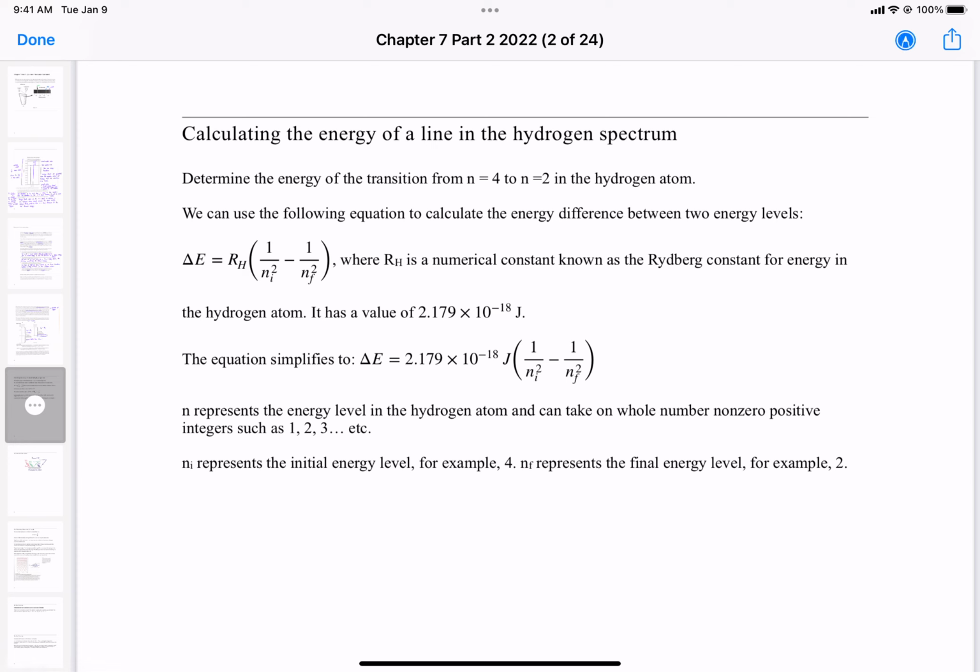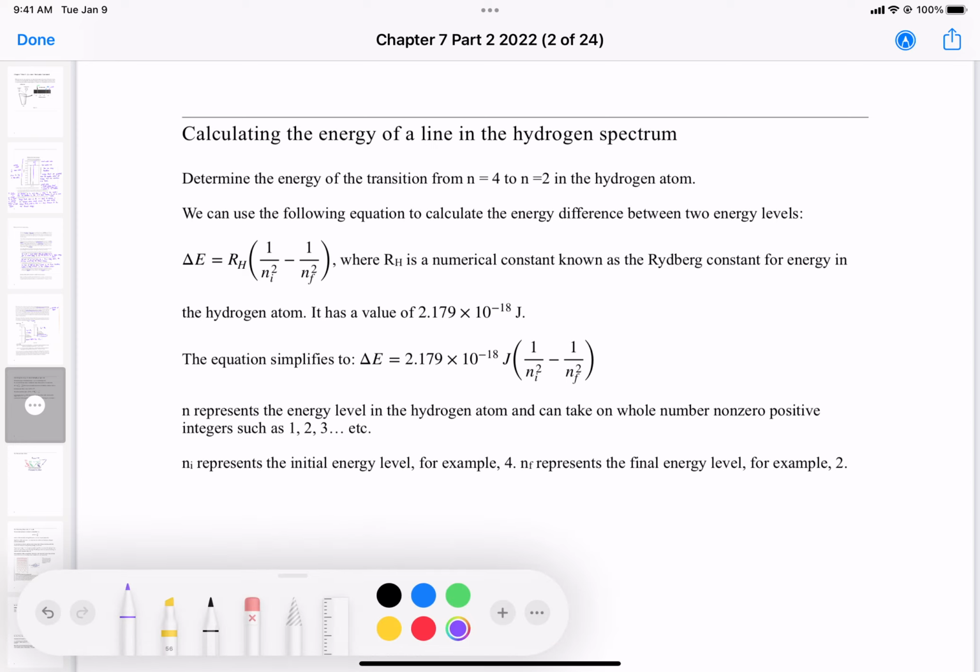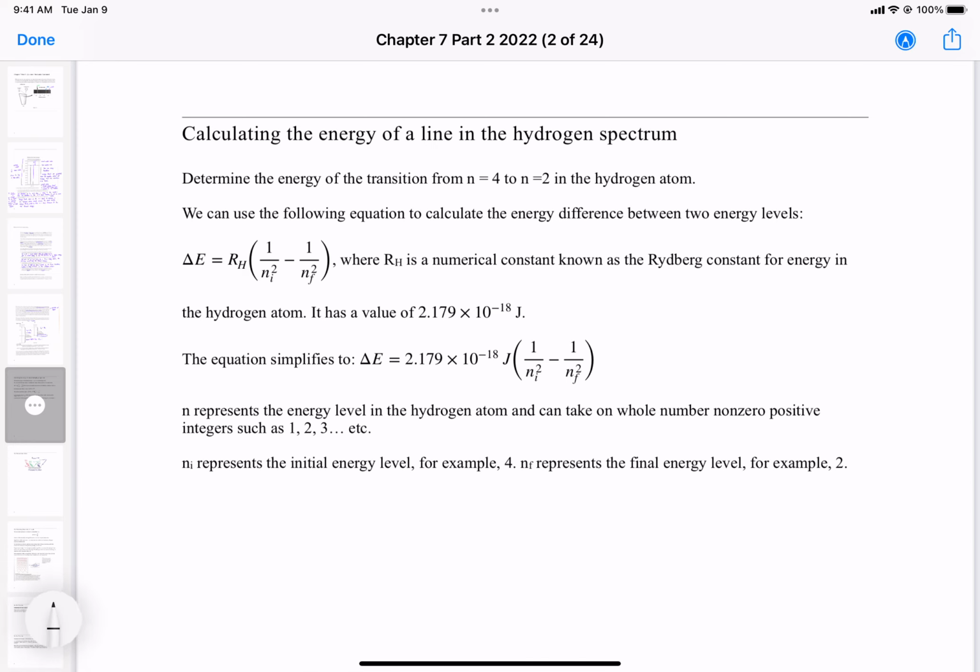Let's go back to determine the energy levels. So we can now determine the energy associated with the single lines in the hydrogen spectrum. We could find the energy of those transitions. Those lines in the spectrum actually represent the energies to transition between the individual energy levels.